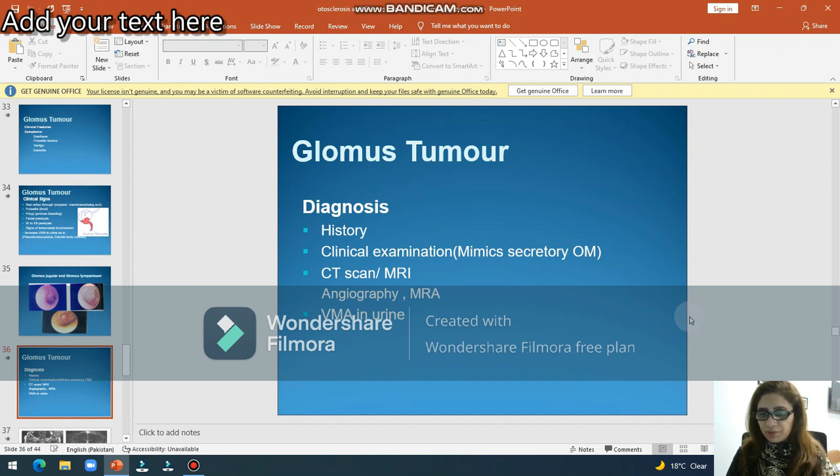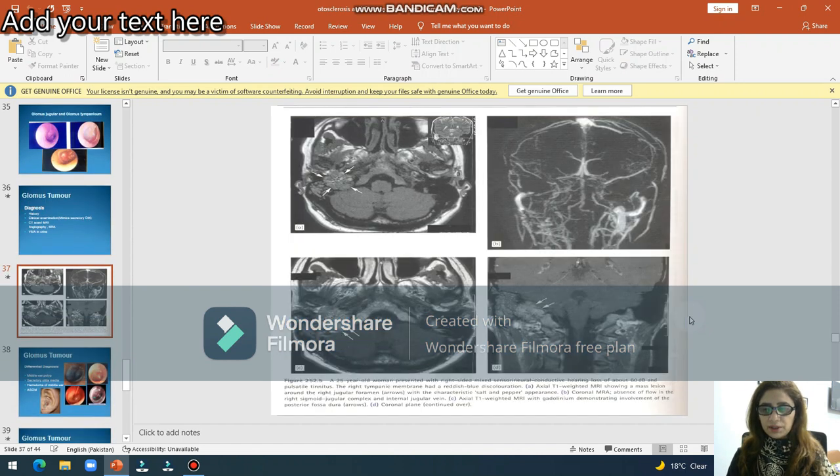There will be no fever, and pain will be less, but you have to differentiate it from acute suppurative otitis media and secretory otitis media. So diagnosis will be made on history and clinical examination. CT scan and MRI are very important investigations. Angiography and magnetic resonance angiography will show the blood vessels supplying the tumor, and vanillylmandelic acid in the urine. These are the investigations.